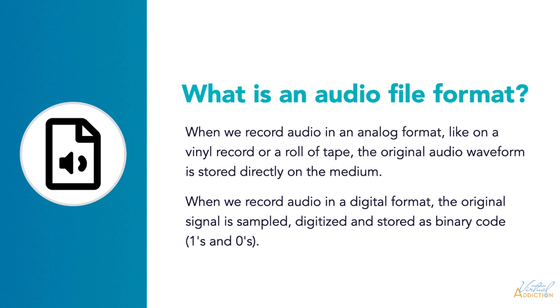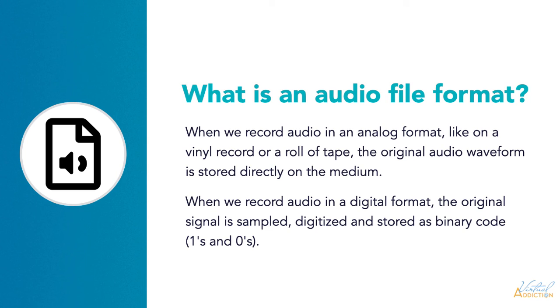Before we get too far along, let's talk about an audio file format and what it actually is. When we record audio in an analog format, like on a vinyl record or a roll of tape, the original audio waveform is stored directly on the medium. When we record audio on a digital format, like an MP3 or an audio file on a CD, the original signal is sampled, digitized and stored as binary code, which are ones and zeros. When a computer scans the code, it recreates the original audio signal.